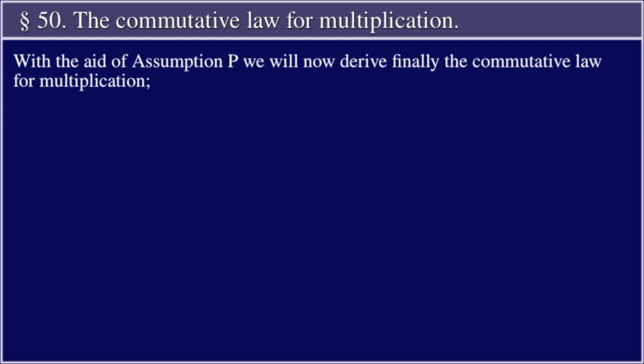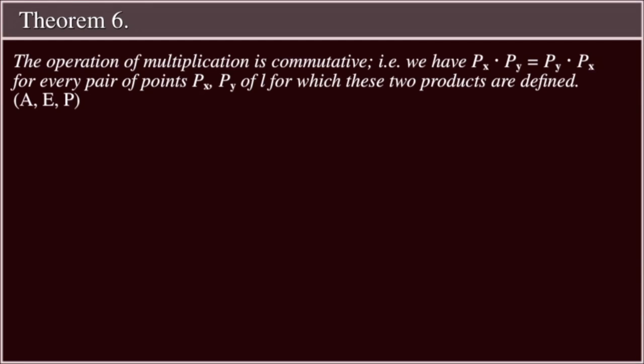With the aid of assumption P, we will now derive, finally, the commutative law for multiplication. Theorem 6. The operation of multiplication is commutative, i.e., we have px times py equal to py times px for every pair of points px, py of L, for which these two products are defined. Assumptions A, E, and P.